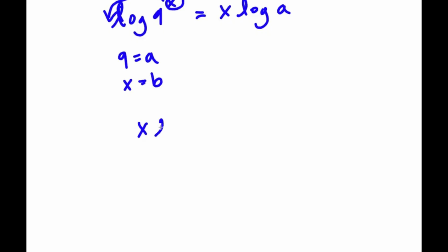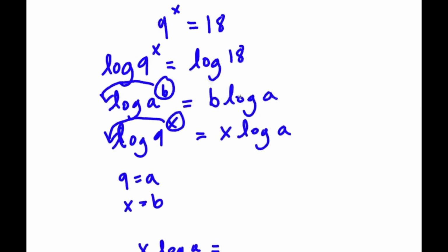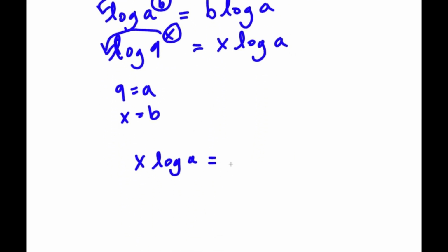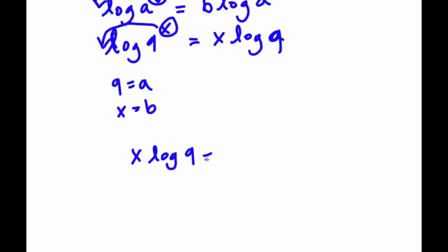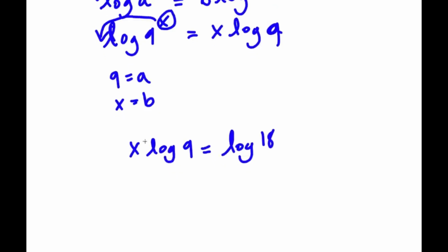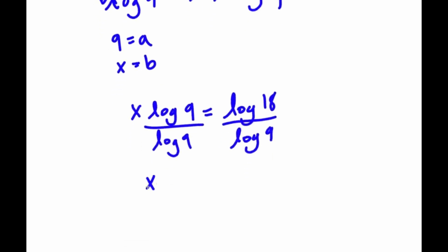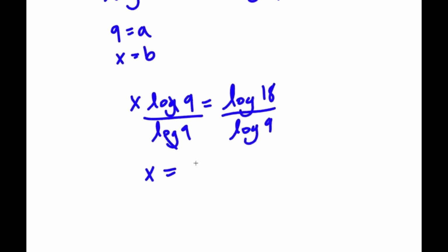So now I have x times log a is equal to, sorry, it's not a, it's 9. So I have x times log 9 is equal to log 18. Now we want to isolate x, obviously. So I'm going to go ahead and divide log 9 on both sides. So now I have x is equal to, because these two cancel out, log 18 over log 9.